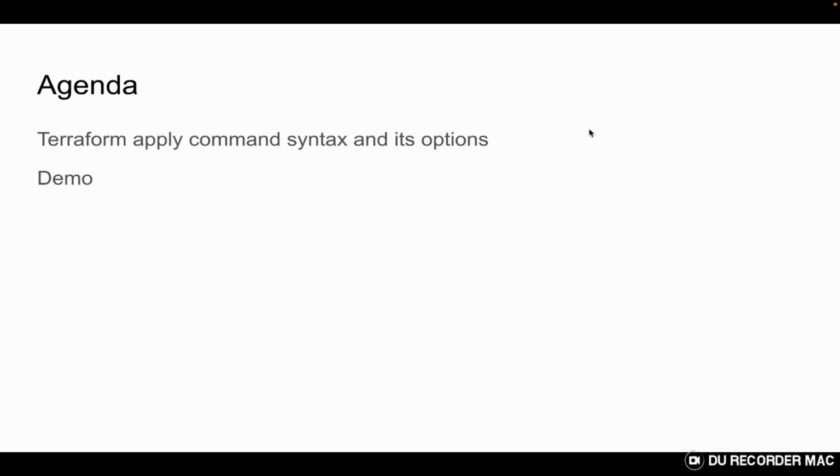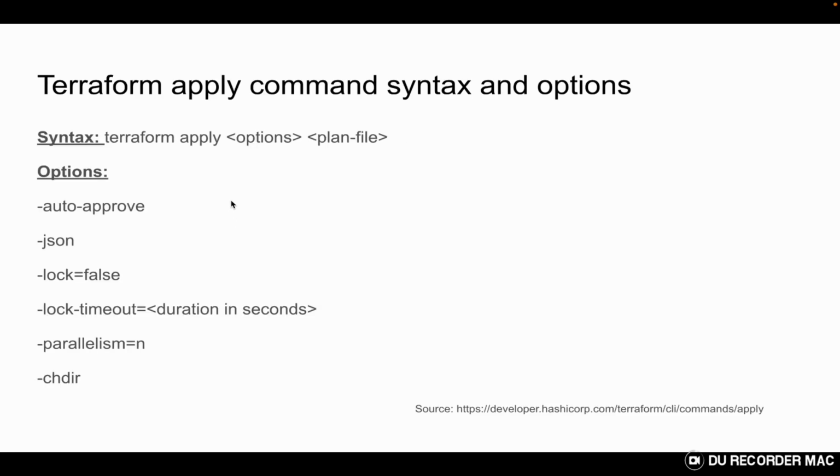So this is the agenda. We'll go through the syntax and its options, and we'll have a short demo as well for using those options. And this is the syntax. So terraform apply, then the available options, and we can also give a plan file as an input to the apply command, which gets generated by the Terraform plan command. So these are the options which are available.